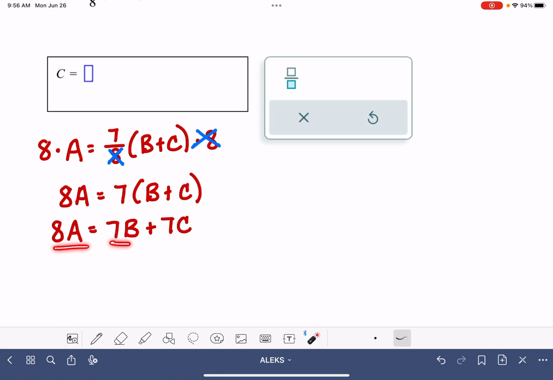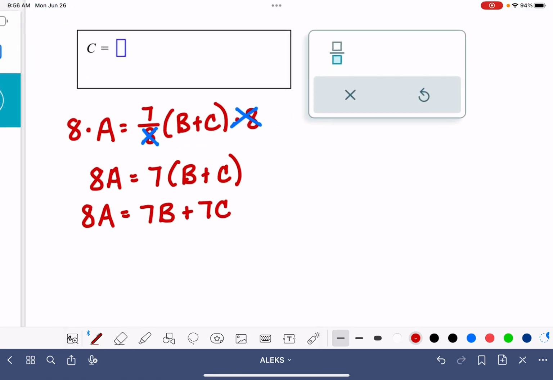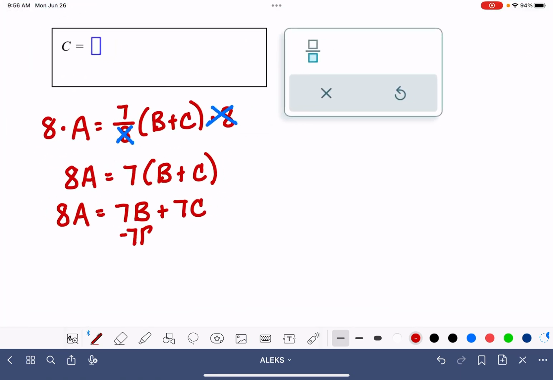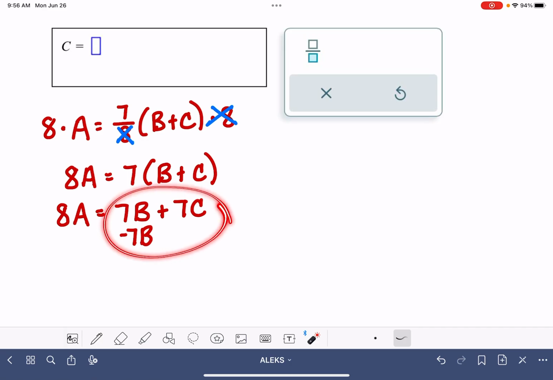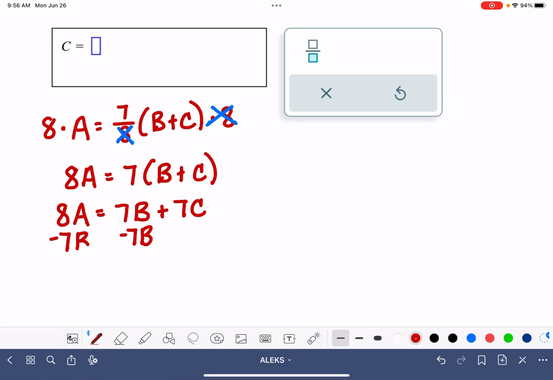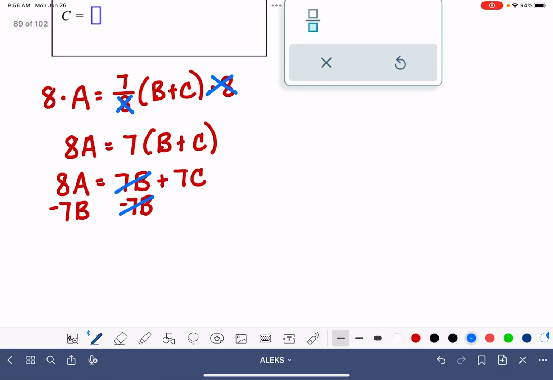Now that I have everything expanded out, my next job is going to be to isolate the c variable. I want it all by itself. So I'm going to get rid of the 7b term on the right-hand side of the equation. To do that, I'm going to subtract 7b from both the left and right side of the equation. That moves it away from the right-hand side. On the left, I have 8a minus 7b equals 7c.